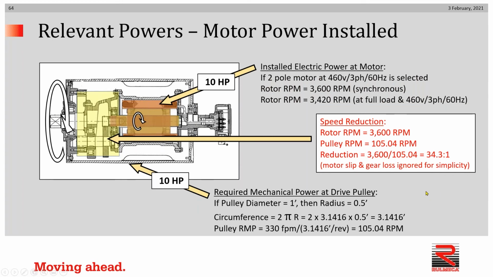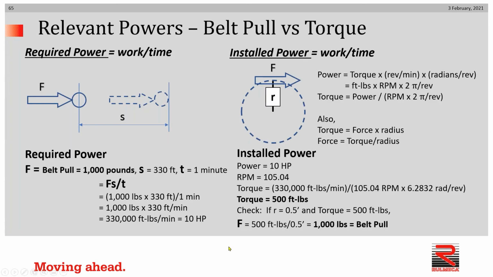The relationship between rotor speed and torque and belt pull will be explained in the coming minutes. But first, let's divert and have a look once again at required power and installed power. We know that required power is work divided by time.